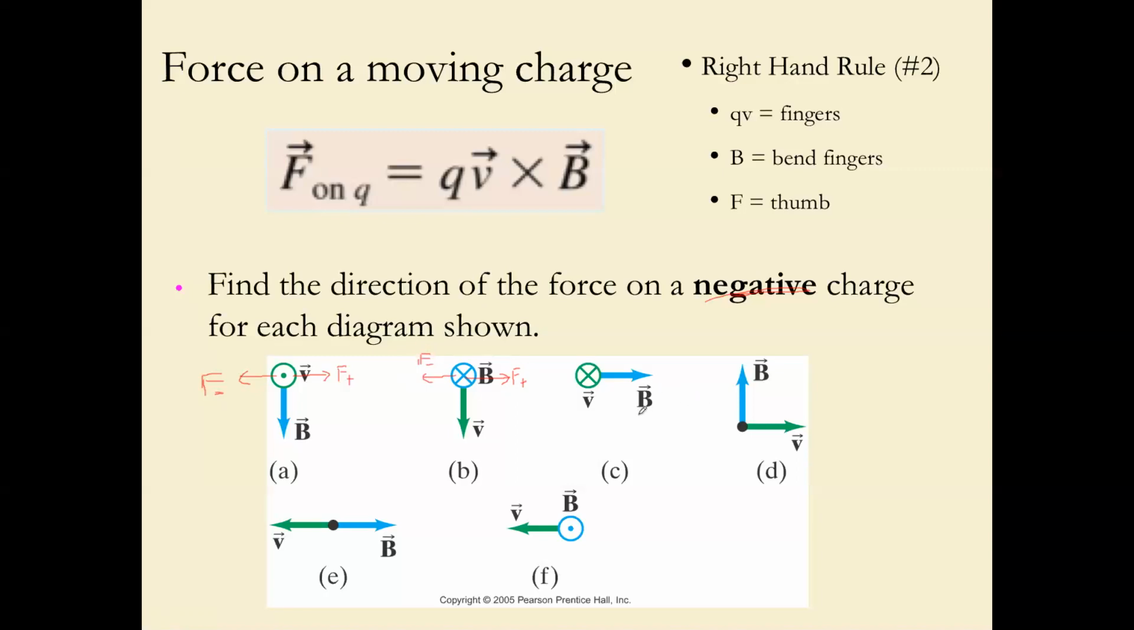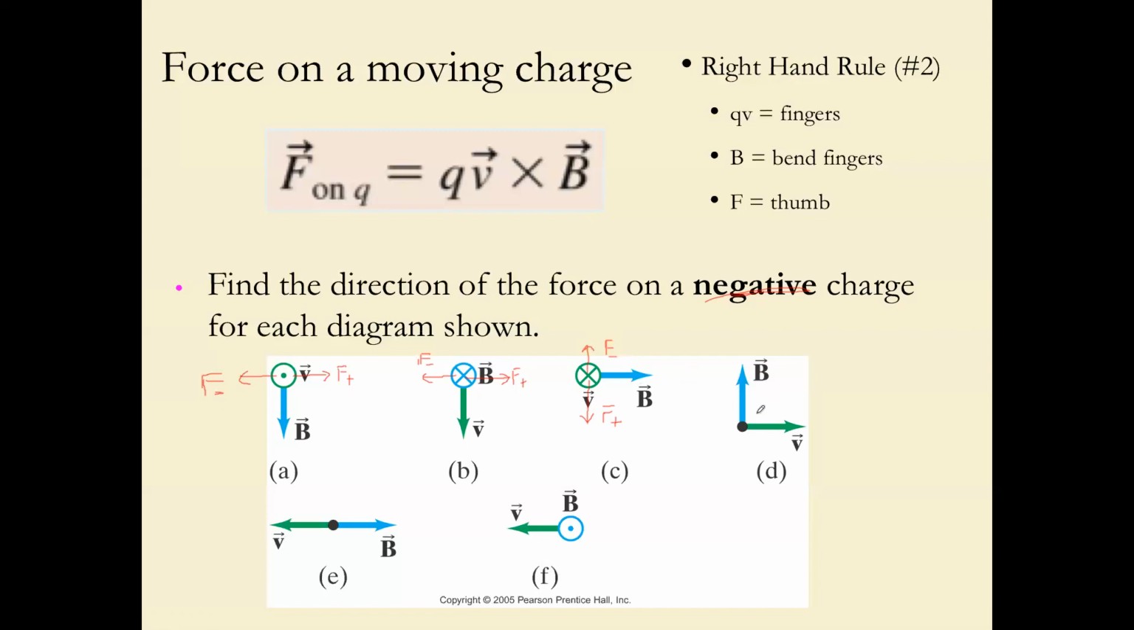For the third example, the velocity vector is into the page. Put your fingers into the page, and the magnetic field is to the right. So bend your fingers towards the magnetic field to the right. So your thumb will show downward. This is F positive. So for a negative charge, it will be F negative, the opposite direction.